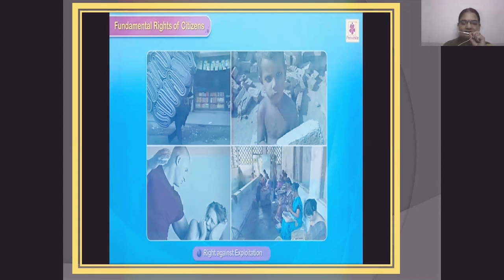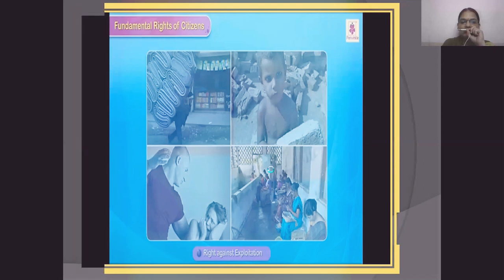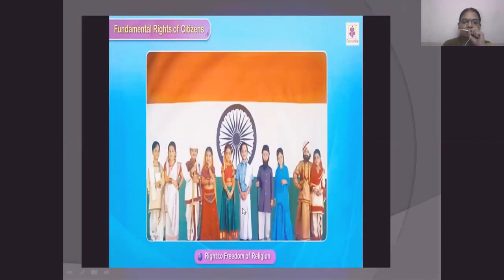See, under the right against exploitation, exploitation of women also comes, or labor work also. It means laborers can be made to work for 10 to 12 hours and be given only the salary of 6 hours. That also comes under the right against exploitation, students. So this was about the right against exploitation. Now, the right to freedom of religion, students.